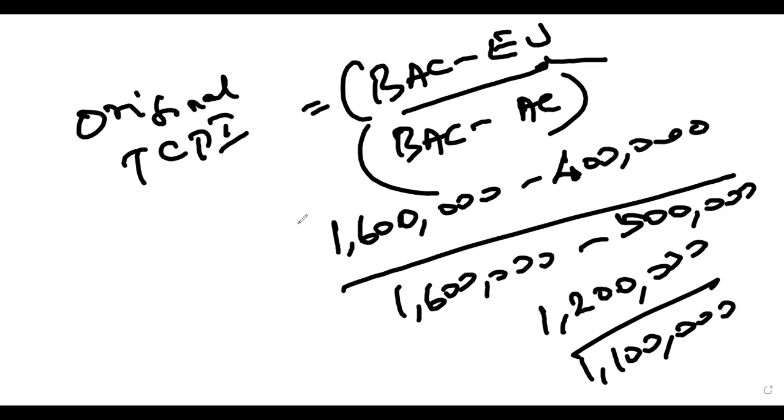It's coming 1.09. So this TCPI, can you easily achieve it? No. So what we have to do is revise our TCPI. This is the original TCPI, and we have to go with the revised TCPI, since it's coming more than one and the target is very difficult for us to achieve.